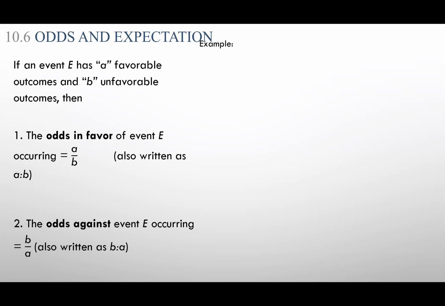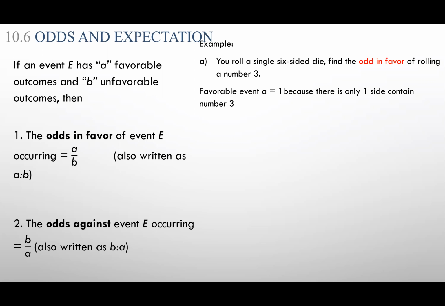Let's take a look at the example here. Say, A, you are rolling a 6-sided die. Find the odds in favor of rolling a number 3. We have a 6-sided die, and to roll a 3, one side contains 3 dots. That's what you have. Now, how many sides do not contain the 3 dots that we're looking for? Do you agree that the leftover is the 5 other sides? The side containing 1 dot, 2 dots, 4 dots, 5 dots, and 6 dots.